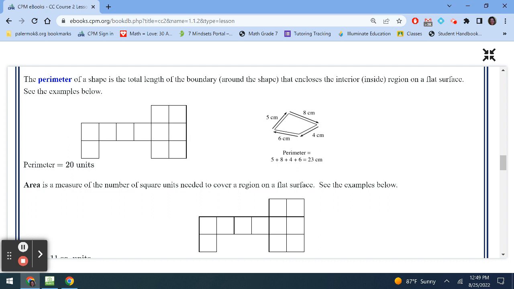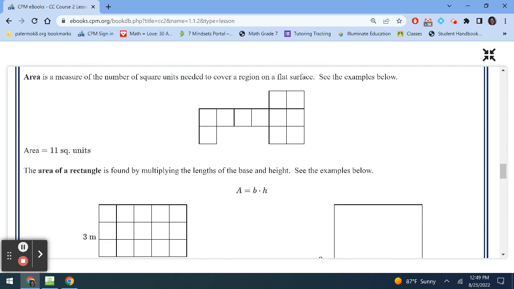So we have these shapes. The one that's to the left right here, it is very similar to what you did in 6th grade where you had tiles and toothpicks. And the toothpicks are the perimeter. And then the one to the right is actually the same example, I think, that was underneath that hyperlink.